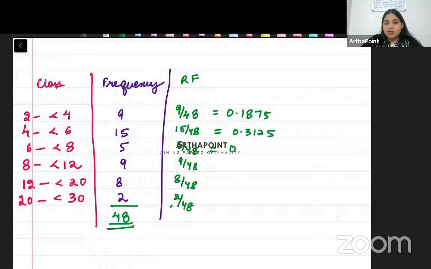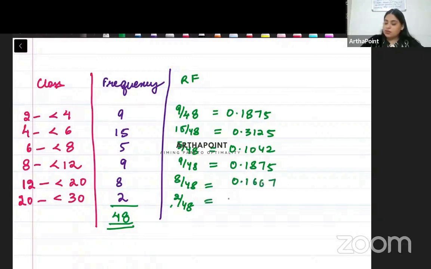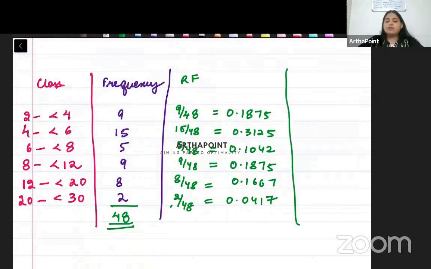0.3125. I urge you, please do these on your own. Please just don't copy paste. घर जाकर एक बारी खुद से इसको लिखना जरूरी है. I will give you the assignments also, by the way, from now. These are your relative frequencies.